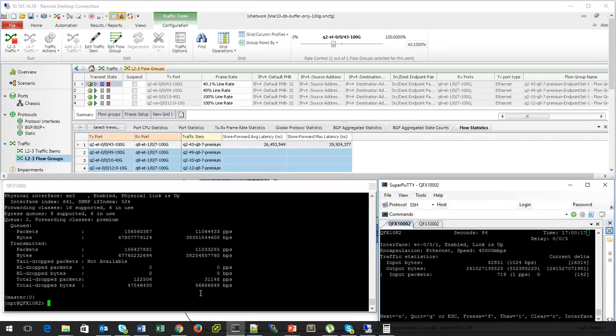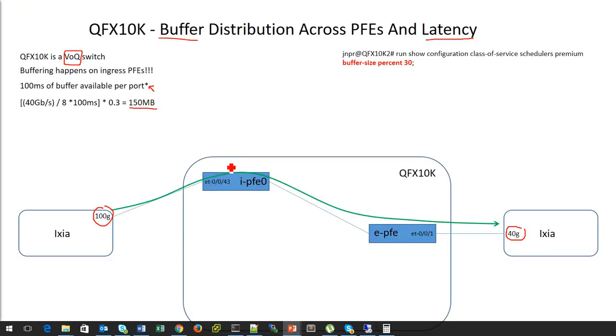But let's check actually what happens on the packet forwarding engine. For that, as I said before, I'm interested in the egress packet forwarding engine because this is where the buffer is going to be distributed. And in this particular case, when I have only one flow and only one packet forwarding engine, I know that the complete buffer needs to live on this particular packet forwarding engine where this port lives. And it happens that this port of interest is on packet forwarding engine 0.